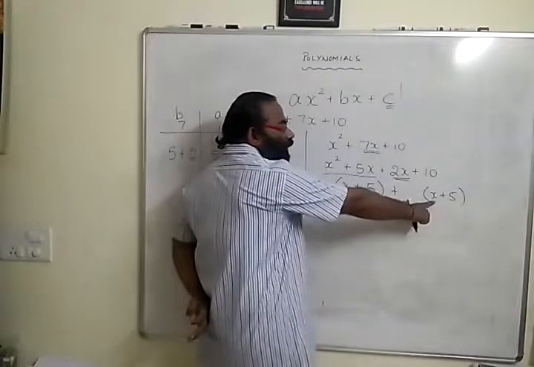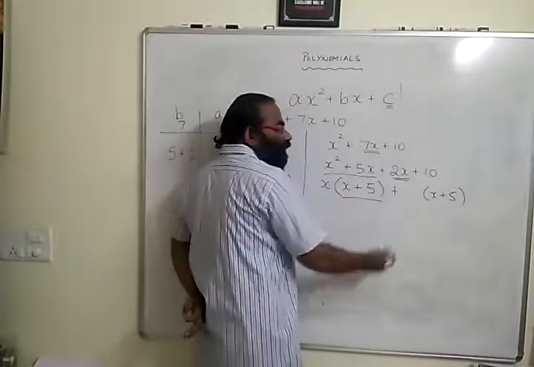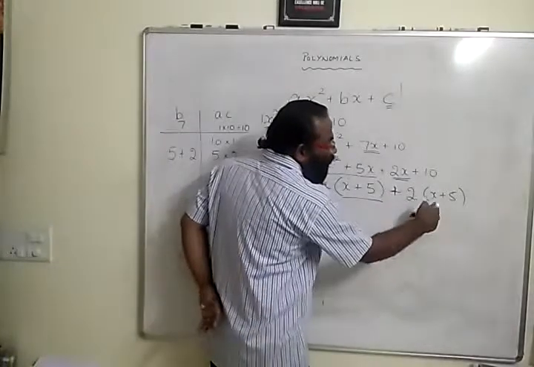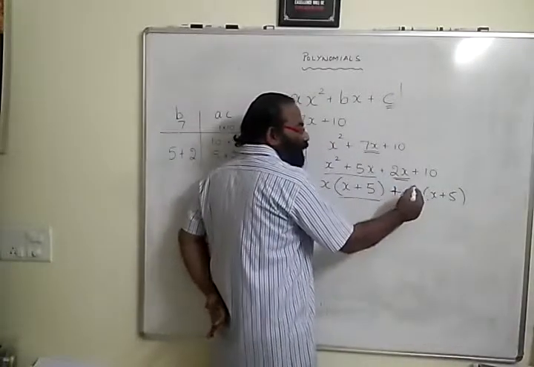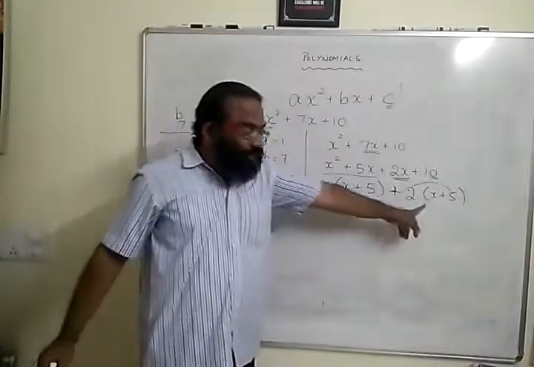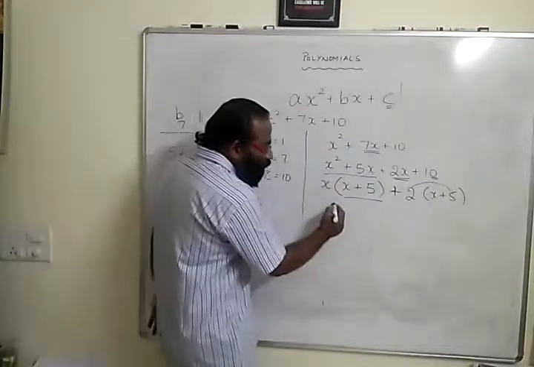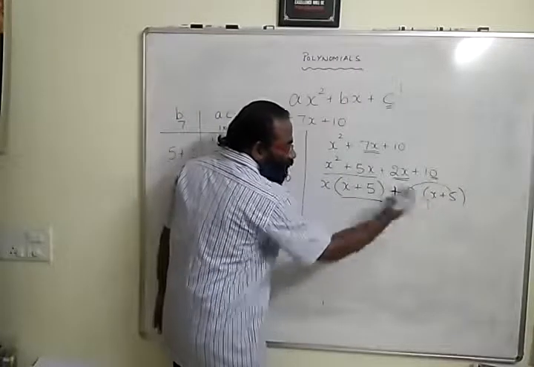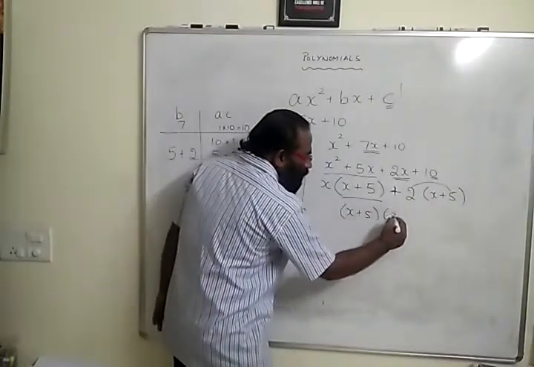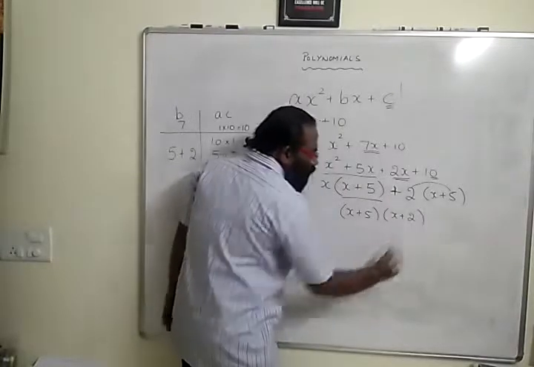Now see this, what is the next term over here? 2x. What should I multiply with x to get 2x? So put plus 2. 2 into x, 2x. Now let's do our check. 2 into 5, 10. Perfect. So we have hit upon the right number over here. So now x plus 5 is common in both these terms. So I can write it as x plus 5 into x plus 2.